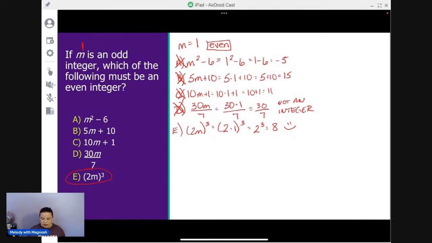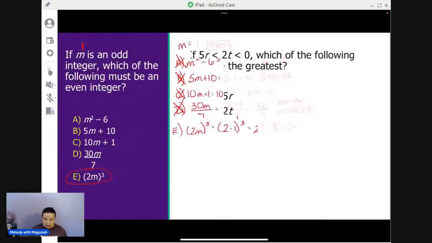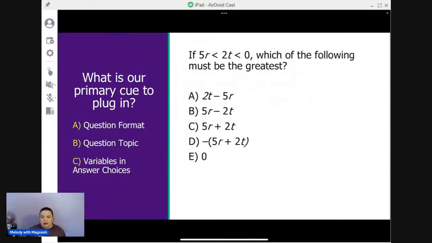All righty, here's our next practice problem. If 5r is less than 2t, which is less than 0, which of the following must be the greatest? Again, not a lot of math to do in our question this time, but we're looking for which must be the biggest, the greatest out of the answer choices. So a little bit different from what we've seen.